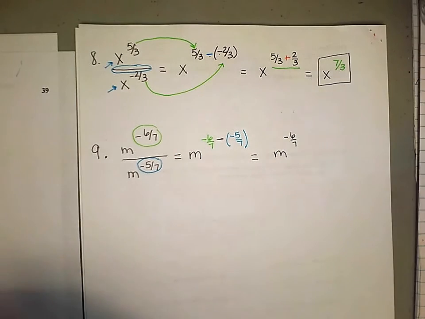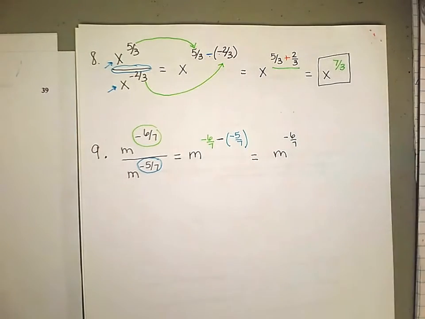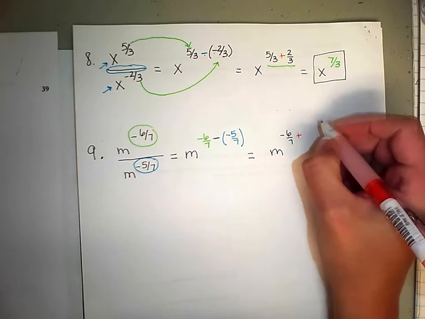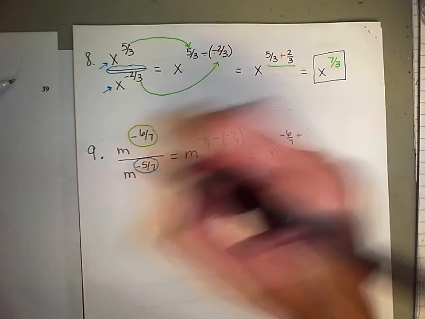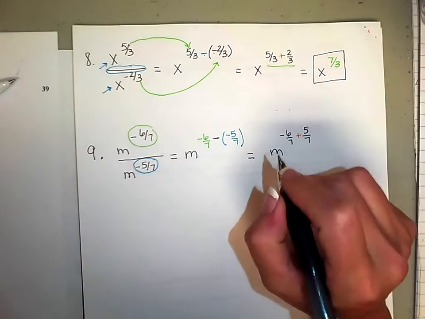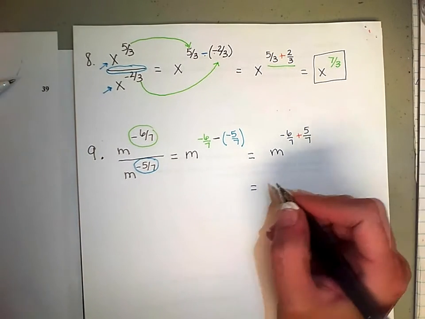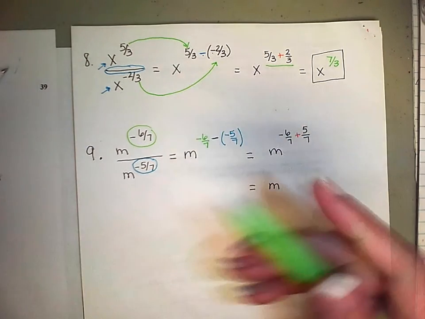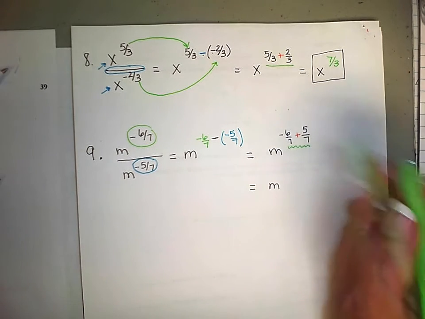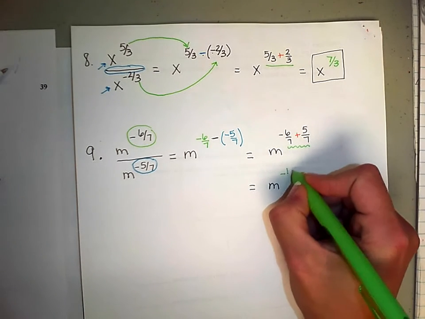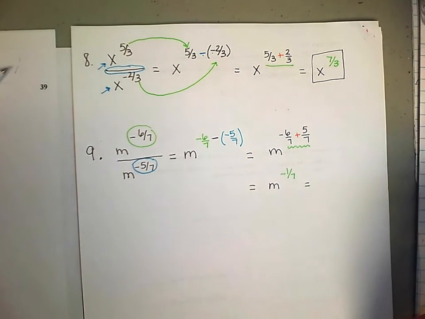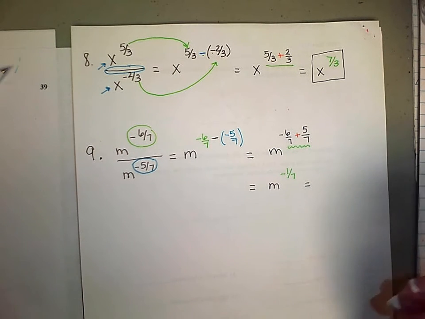And here, when you're subtracting exponents, when you're subtracting a negative, you have to add the exponents. Now simplifying, we have negative 6/7 plus 5/7 is negative 1/7. And the last step we have to do is simplify our exponent and make sure that it's not negative.